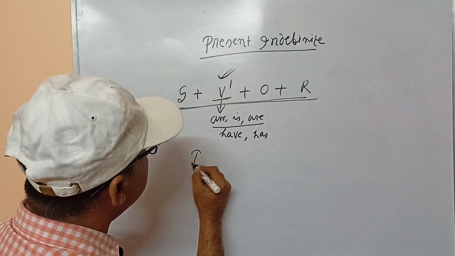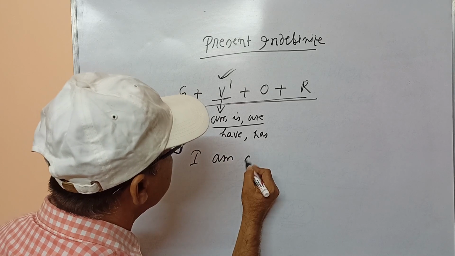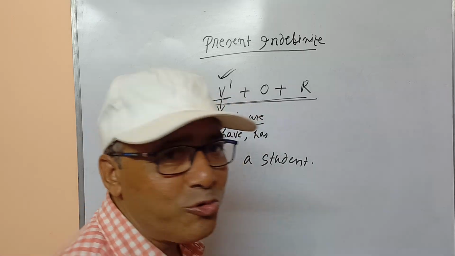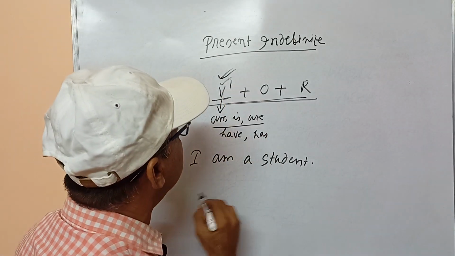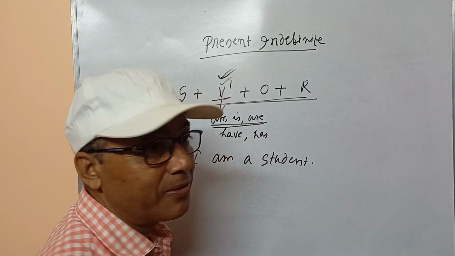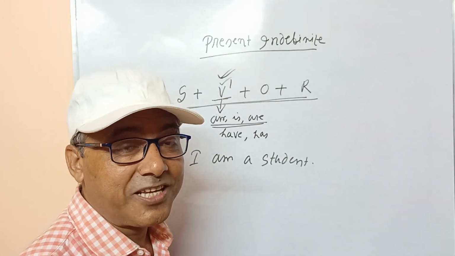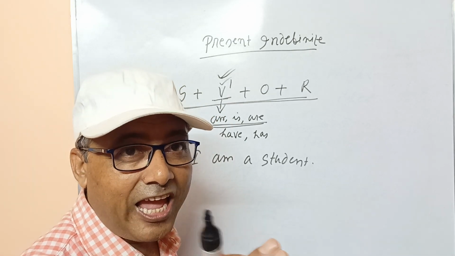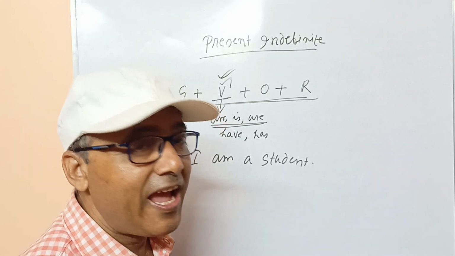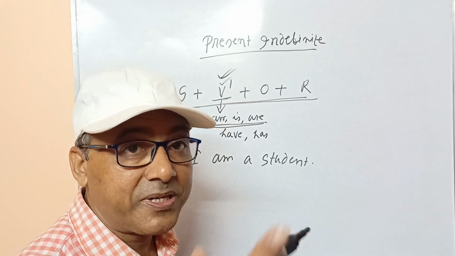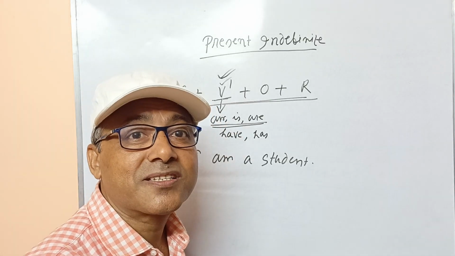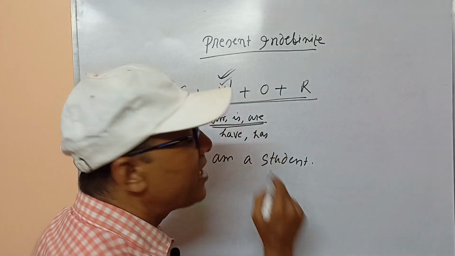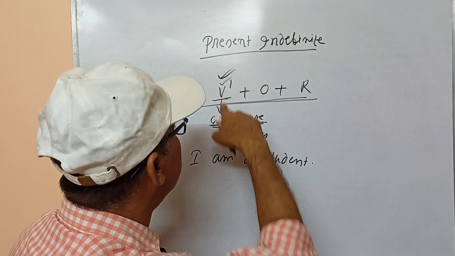Suppose I am a student. See, I have used here not verb 1, but I have used here the be verb. Be verbs are present tense. There are 5 be verbs in English. Am, is, are, these 3 are present tense, and was and were are past tense. But in this class, we are discussing present indefinite, present tense. So that's why we shall use am, is, are in place of verb 1.